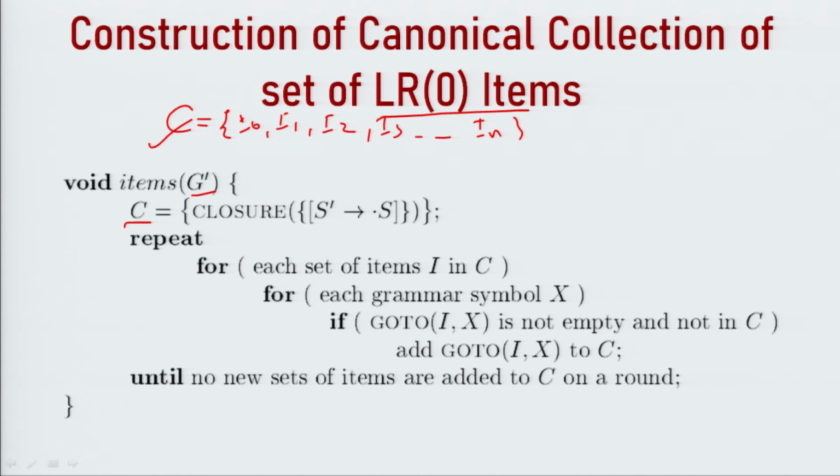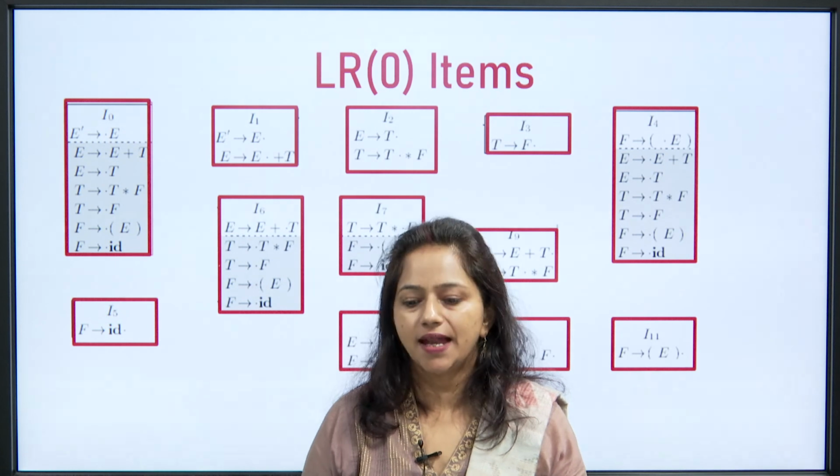So, here we will repeat the process for each item I in C and for each grammar symbol X. We will use goto I X. If it is not empty and not in C, then we will add it to C, and we will repeat this process until no new item can be added to C. So, we will do it for every item and for every symbol X. Now, we will obtain the LR0 items.